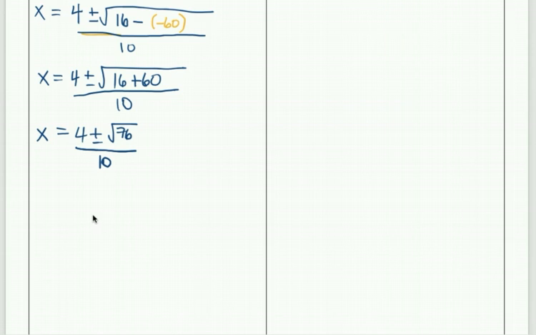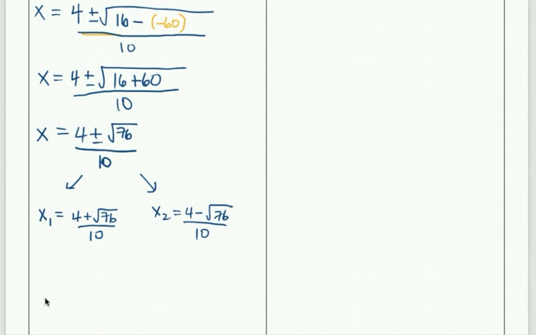Okay, so now you can write them separate, okay? You've cleaned it up as far as you can go. This isn't a perfect square. So here's my first root. It is where I add the radical and put it over 10. And then the other one is where I subtract the radical and put it over 10.